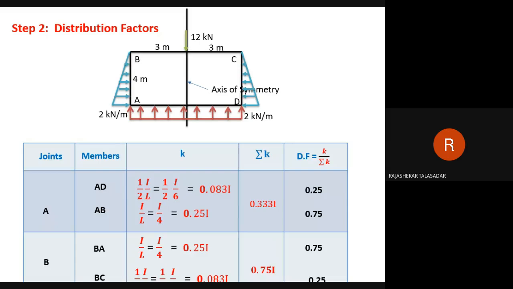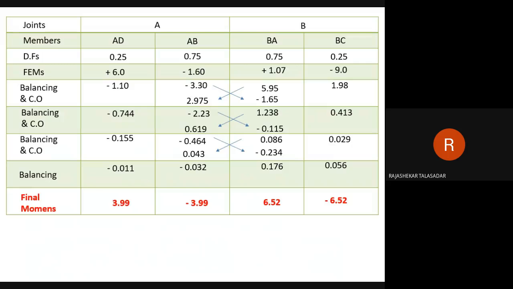Fine. Now let us go to the moment distribution method. As there are two joints, at A the members are AD and AB, at B joint BA and BC. Let me enter the fixed end moments and distribution factors as already you have calculated. Then fixed end moments, you enter properly. AD, it is plus 6, AB minus 1.6, BA plus 1.07, BC minus 9. You have to be very careful. You go through the previous step, keep the values and the corresponding values have to be placed.